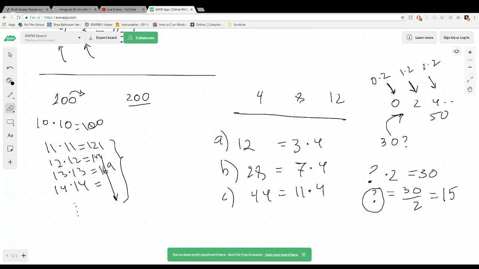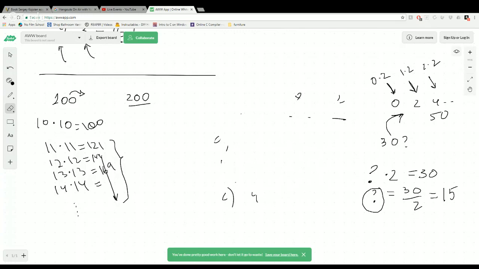Let me erase this guy here. Let's increase the size of the eraser. So I ask you whether 45 is in this list. Is 45 in this list? So that's the same question. We say, how many 2s do we need to add starting from 0 to get to 45?